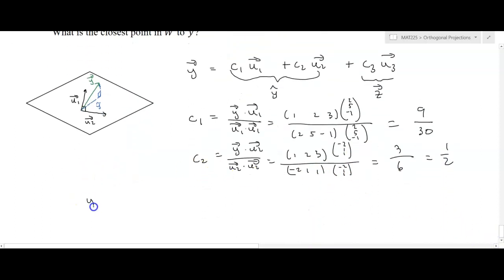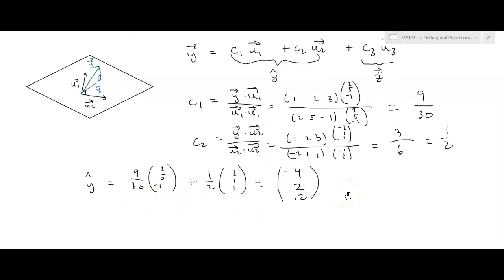So we've just found that y hat, which is C1 U1 plus C2 U2, is 9/30 times the 2, 5, negative 1 vector plus 1/2 times the negative 2, 1, 1 vector. I can do the computation on that, and we get the vector negative 0.4, 2, and 0.2. So that is this blue vector here. We just found that the shadow being cast down onto this plane is the vector negative 0.4, 2, and 0.2.